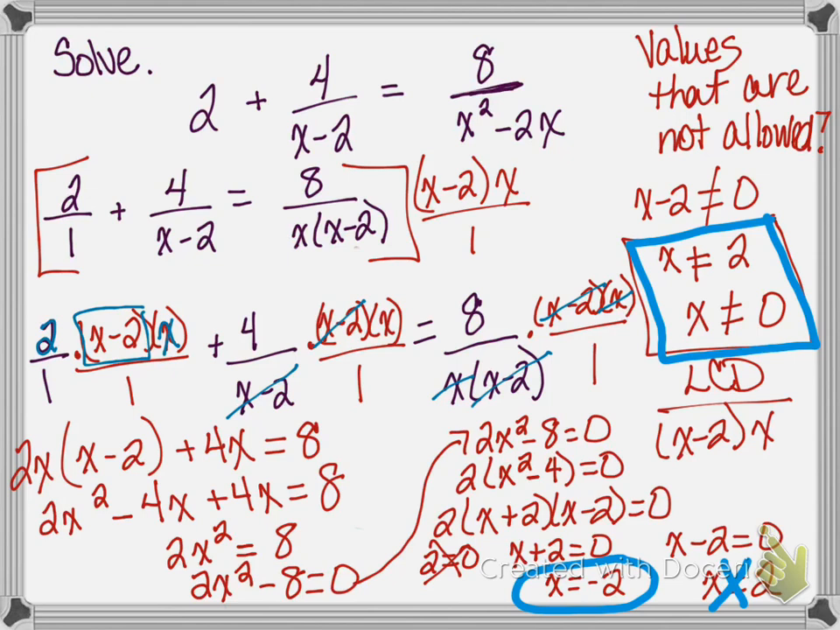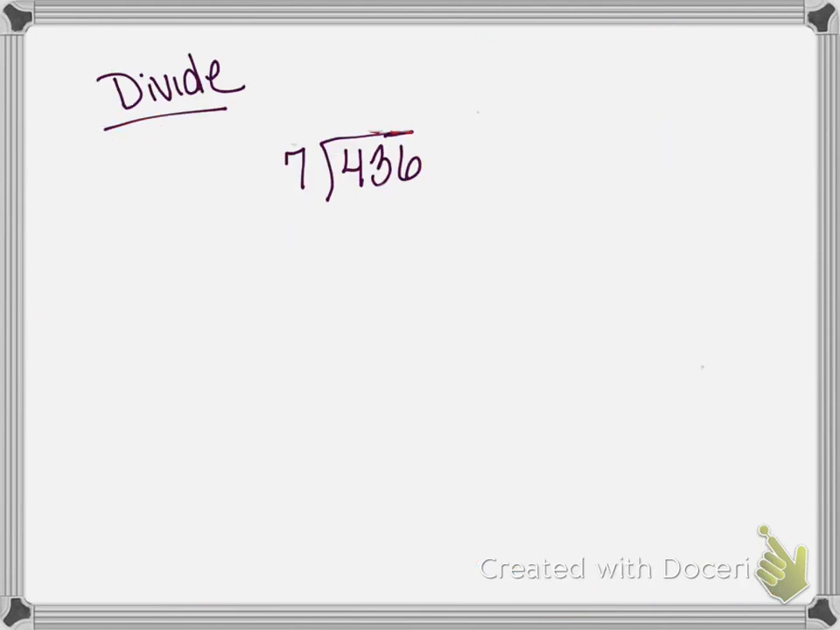Okay, can I go to the next screen? Okay. I want you to take about 30 seconds and I want you to divide. Go back to maybe 4th, 5th, 6th grade. We're going to divide.